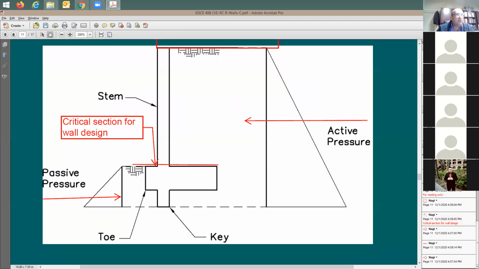How about the reinforcing? Where should I put the reinforcing now? Should I put it here on this side, like this, to the right of the wall, or should I put it to the left of the wall?